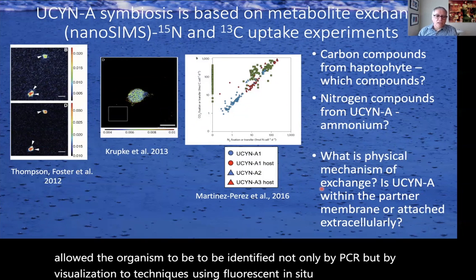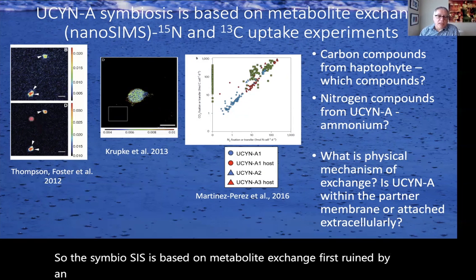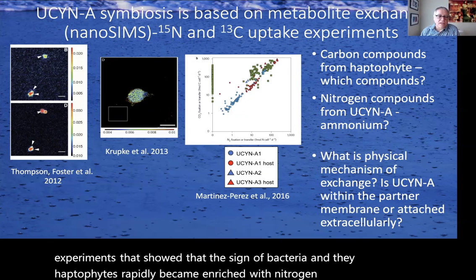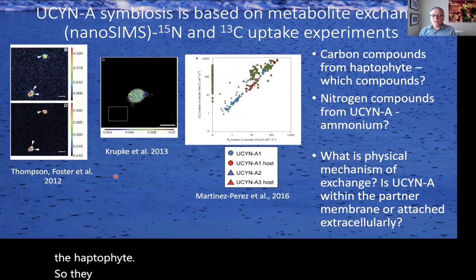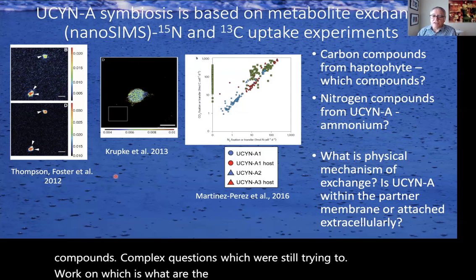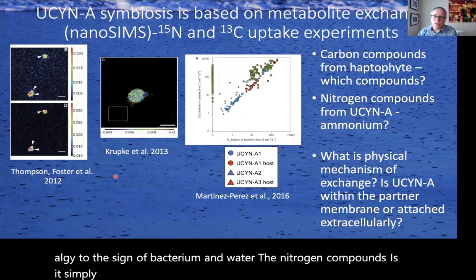So the symbiosis is based on metabolite exchange, first shown by Ann Thompson and Rachel Foster with nanoSIMS and N15 uptake experiments that showed that the cyanobacterium and the haptophyte rapidly became enriched with nitrogen fixed by the cyanobacterium, and the carbon was fixed by the haptophyte, and so they exchanged nitrogen for carbon. But it leaves a lot of complex questions which we're still trying to work on, which is, well, what are the carbon compounds that go from the algae to the cyanobacterium, and what are the nitrogen compounds? Is it simply ammonium from nitrogenase, or is the nitrogen metabolized to an amino acid then exchanged?